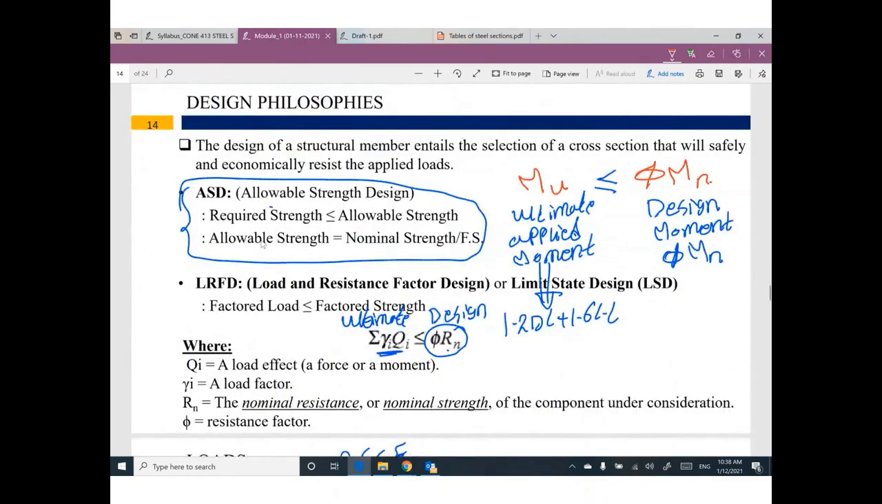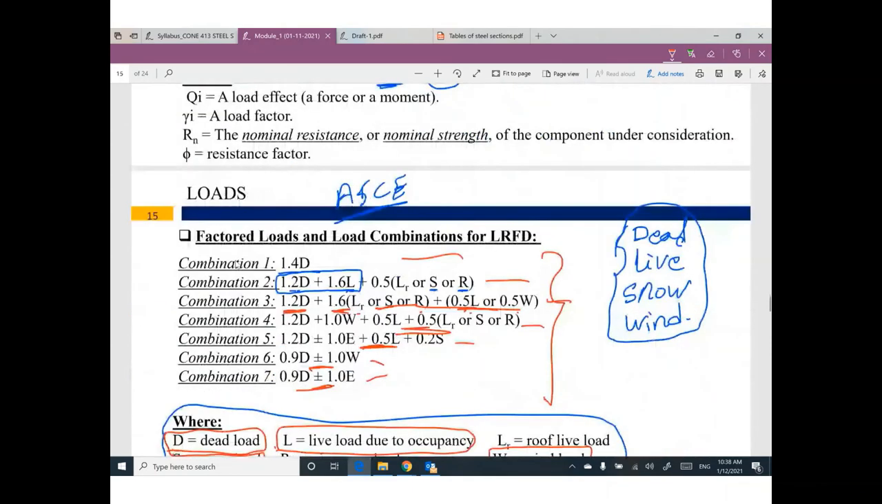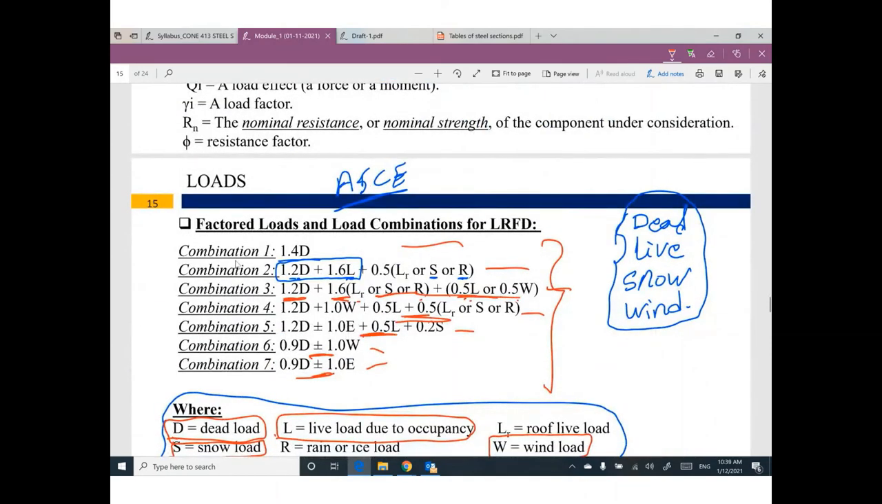What is the design philosophy? We have applied load, which will give you ultimate moment or ultimate shear. And we have design moment or design shear. Your design must be greater than or equal to the applied ultimate load. And we have load combinations according to ASCE, American Society of Civil Engineers standard. We have different combinations for dead load, live load, wind load, earthquake, snow load. All of this can be combined together based on these seven combinations. Which one will I use? The maximum one.